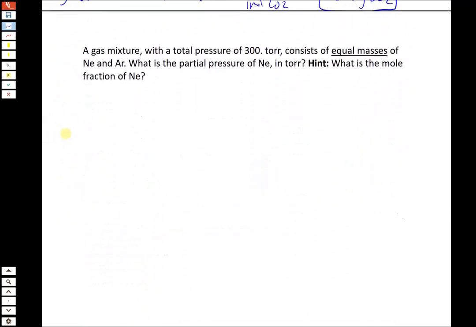Alright, and then the last problem I'll do on gas mixtures is this one here. So we have a total pressure of 300 torr for a mixture of gas, and it contains equal masses of neon and argon. What is the partial pressure of neon in torr? Hint, what is the mole fraction of neon?